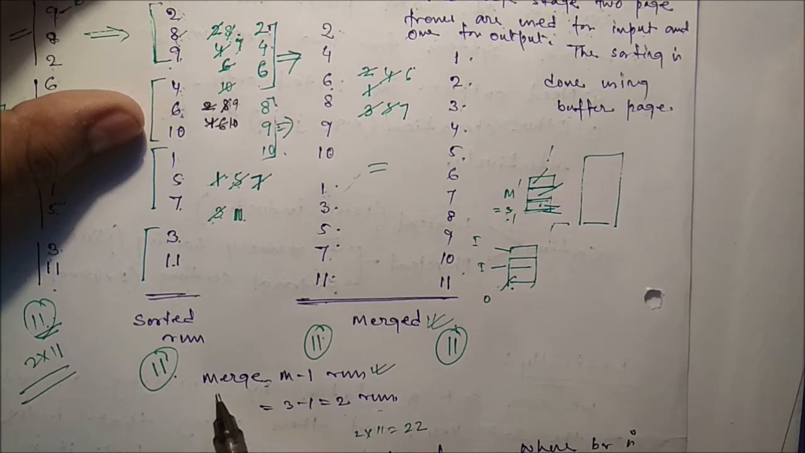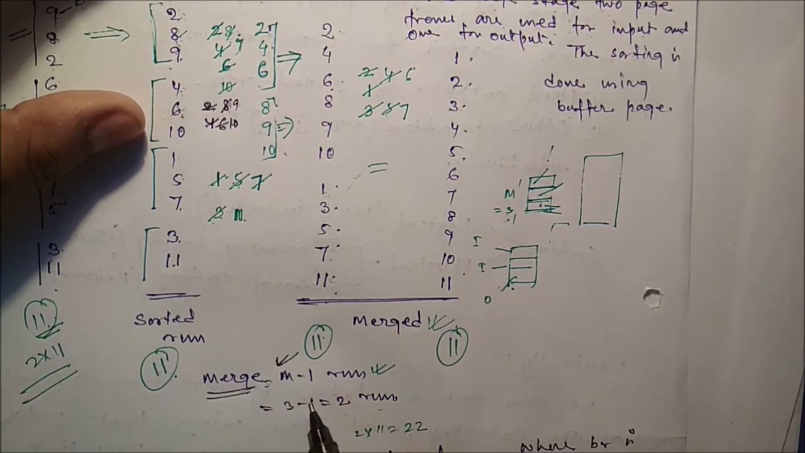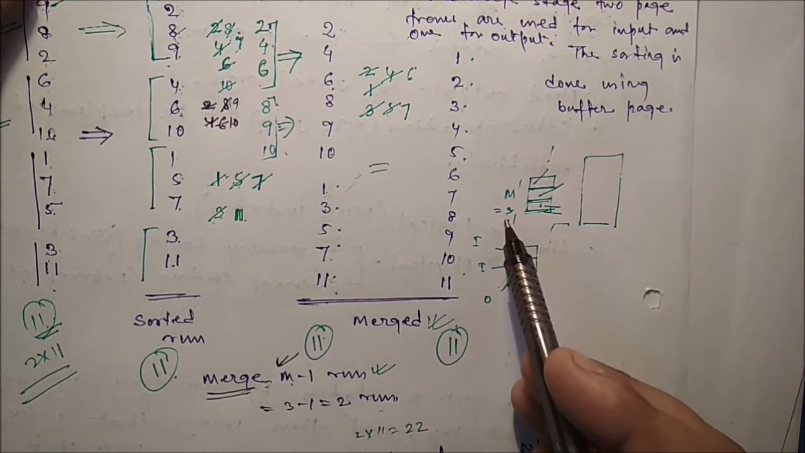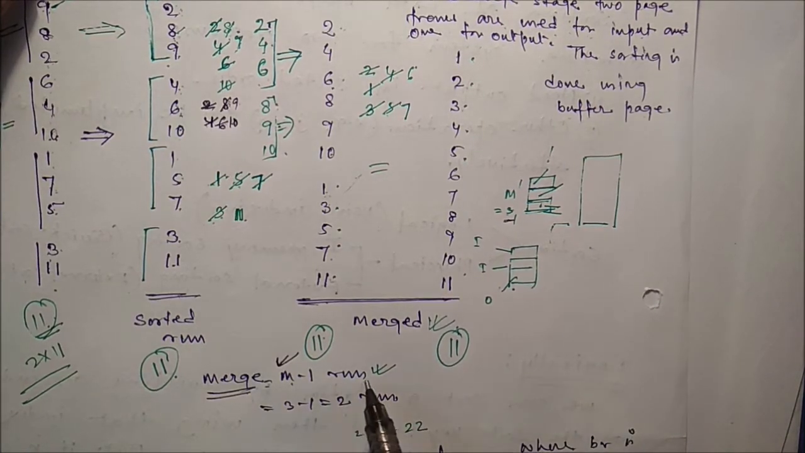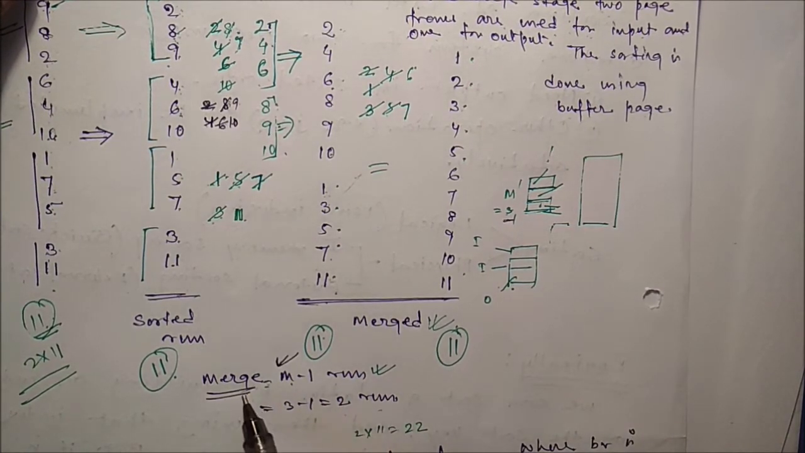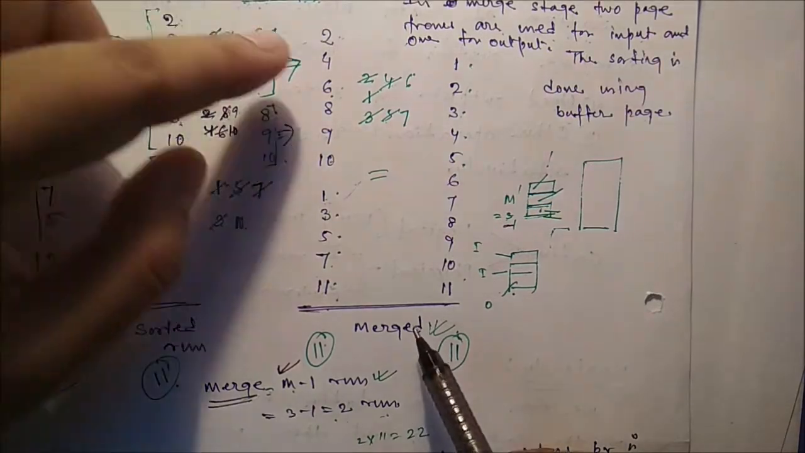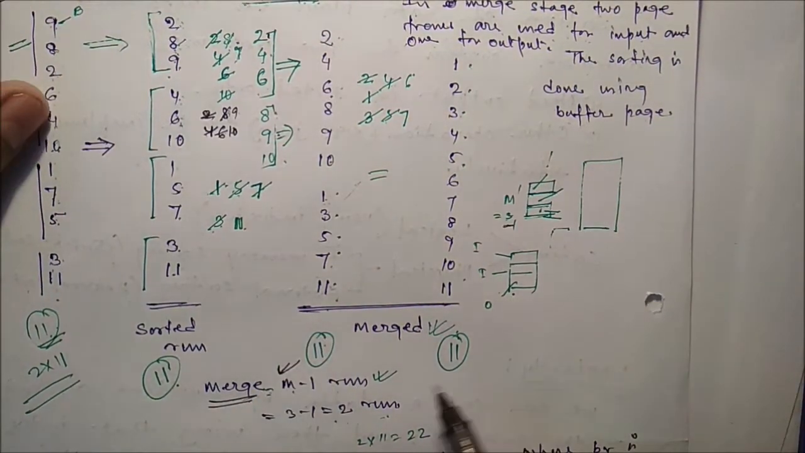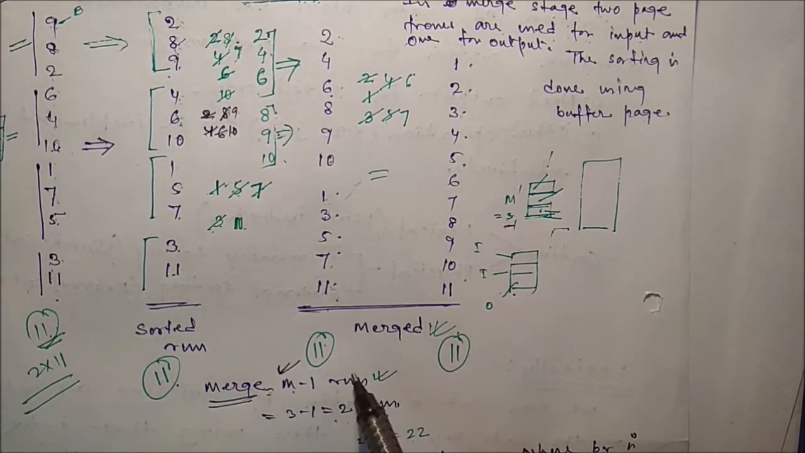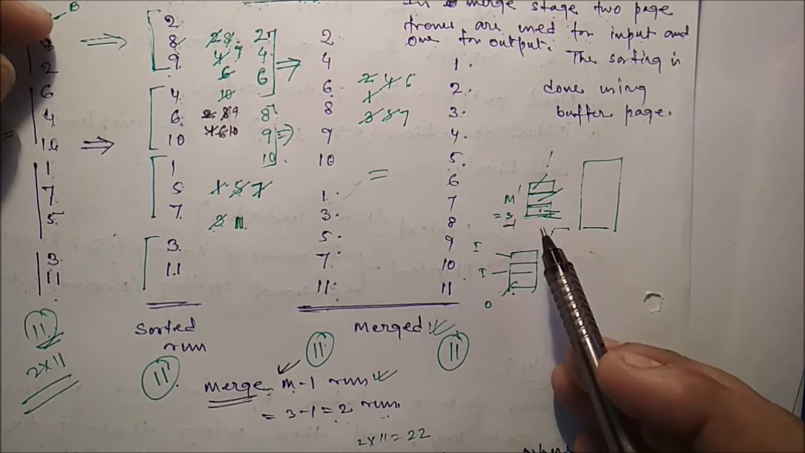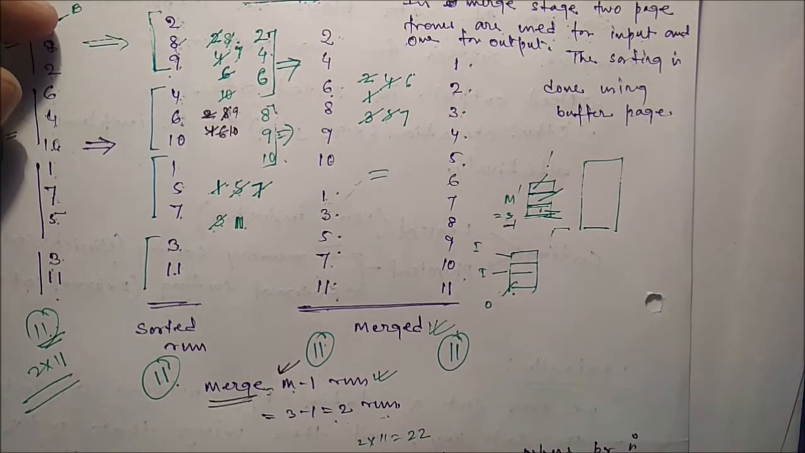The total number of merges depends on m. So the value of m is 3. Since it is 3, the total number of merge runs would be 3 minus 1, that is 2 runs must be there. So we can see run 1 and run 2. So the number of merges depends on the size of m. Are you getting this one?